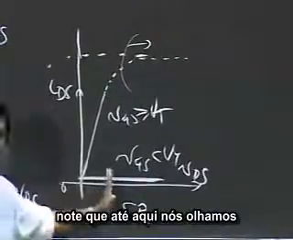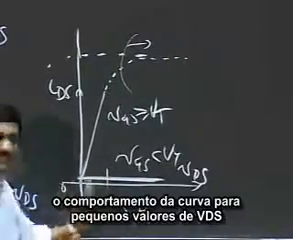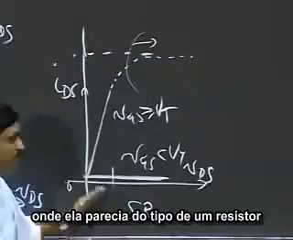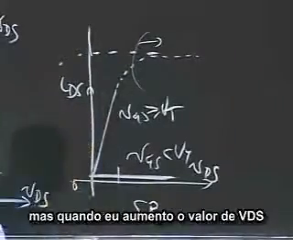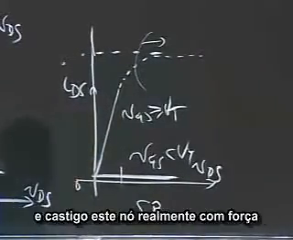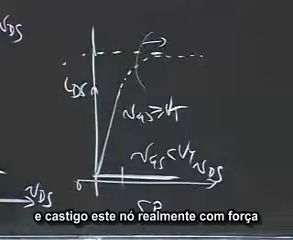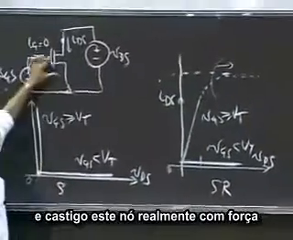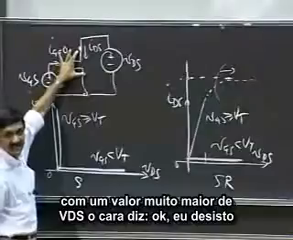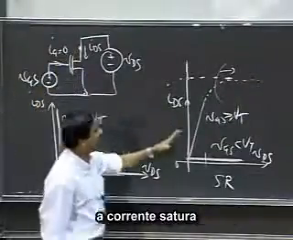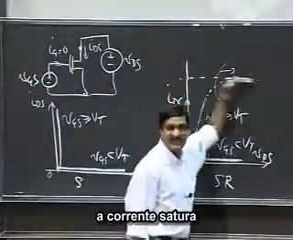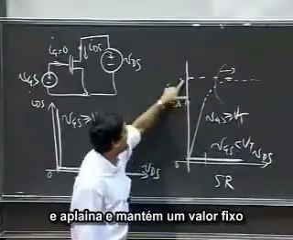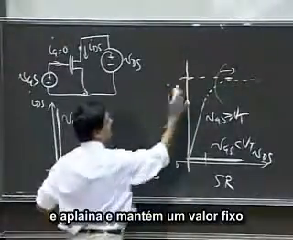Notice that what we looked at so far was the behavior for small VDSs. All right, it kind of looks resistive. But when I pump up the VDS, really whack this node hard with a much larger VDS, the guy says, oh, I give up. The current saturates out and flattens out and holds steady at some value.